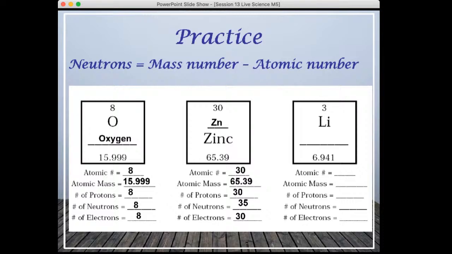In our last example, the atomic number is equal to 3. The atomic mass is equal to 6.941, which is more or less equal to 7. The number of protons is equal to 3. The number of neutrons, again, is equal to mass number minus atomic number, which is equal to 7 minus 3, which is equal to 4. The number of electrons is equal to the number of protons. So the number of protons is 3, and the number of electrons is 3 because it's a neutral atom.